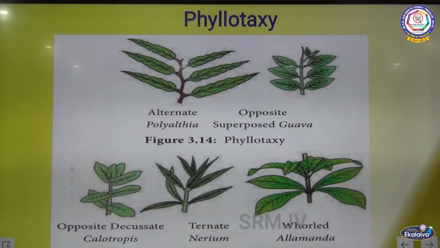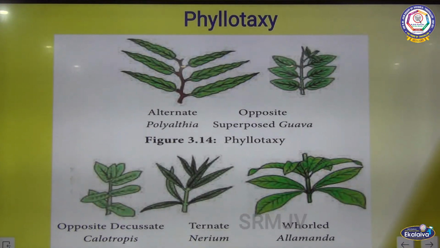Why should the leaves be arranged in a definite pattern? Only if the leaves are arranged in a definite pattern will there be no overcrowding of the leaves, and they expose themselves to the maximum for the photosynthesis process to take place. The arrangement of leaves on the stem is called phyllotaxy. Phyllon is a leaf, taxis is arrangement.